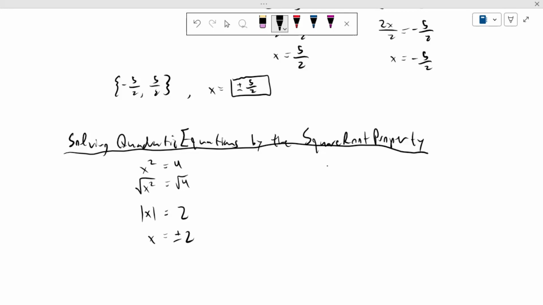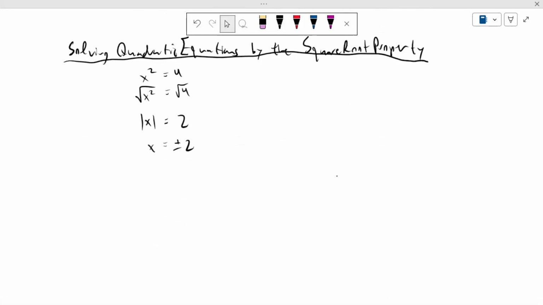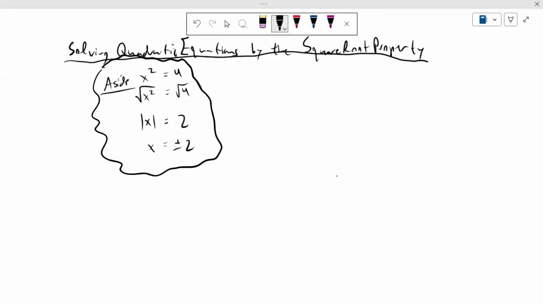Okay. So what the square root property says is the following. I'll try to phrase it pretty formally here. All right. So this is a little aside here, a reminder. Now, if u is an algebraic expression, just some quantity that is an algebraic expression.